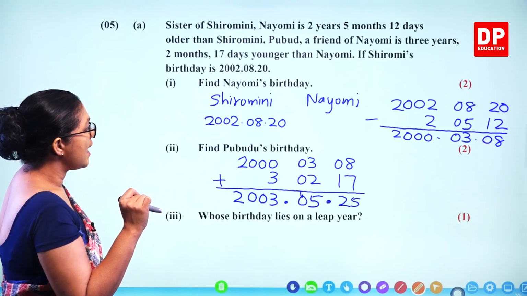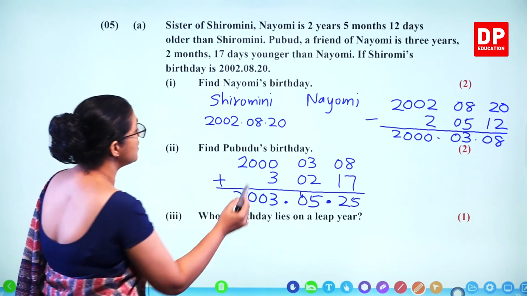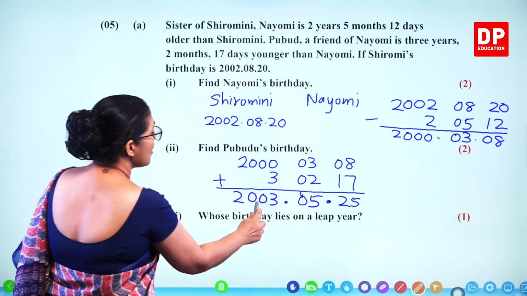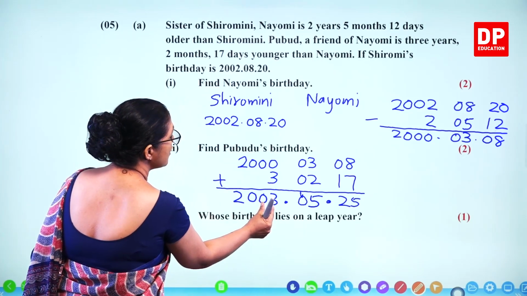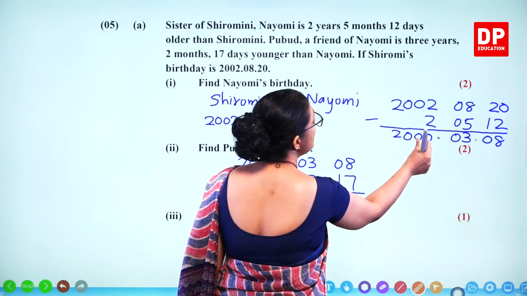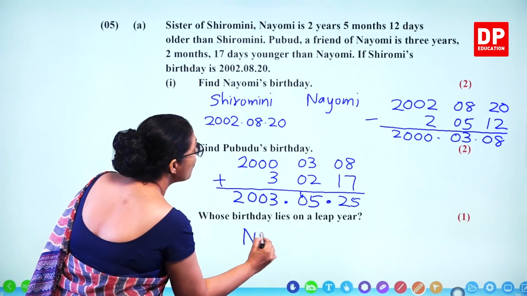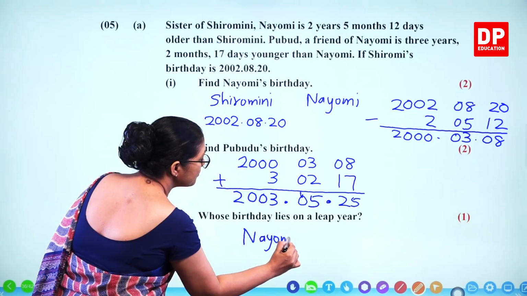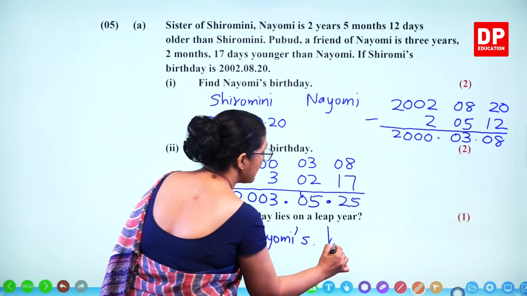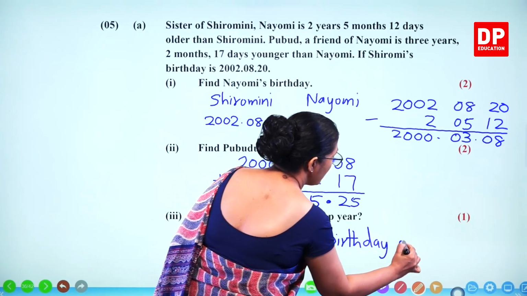And whose birthday lies on a leap year? Leap year means you have to check whether it's divisible by 4, last 2 digits. So 2003 is not divisible, 2002 is not divisible, 2000 is divisible. So that means Naomi's birthday is on a leap year.